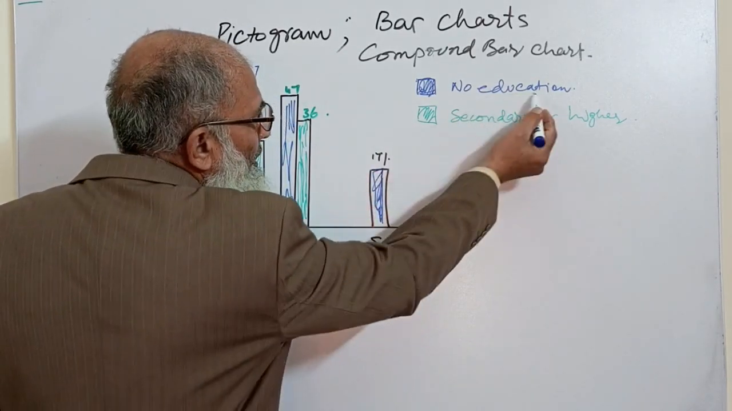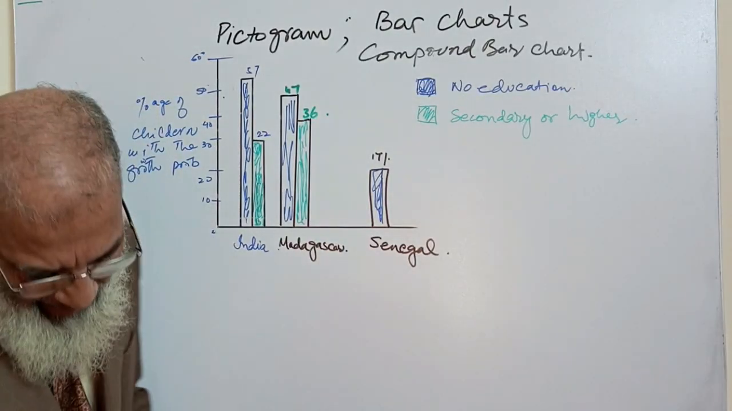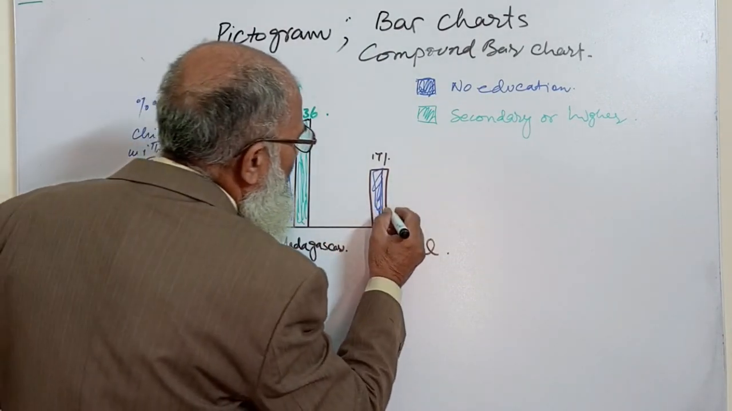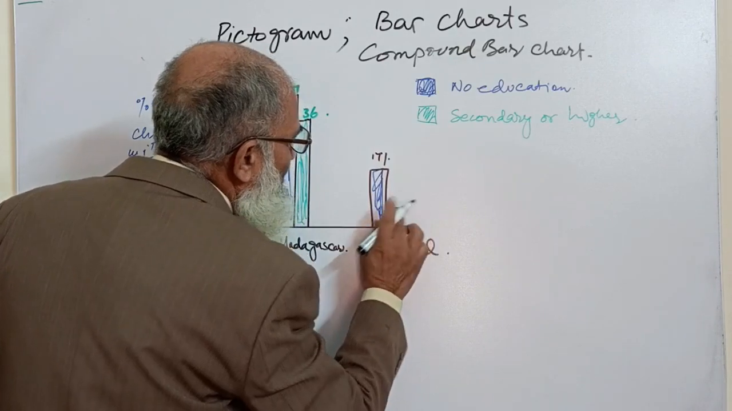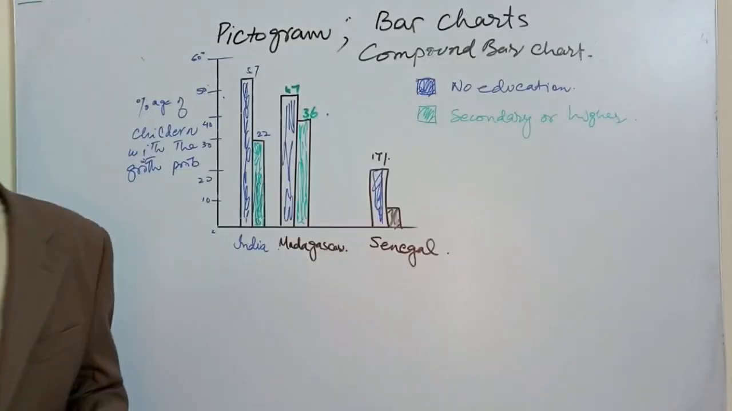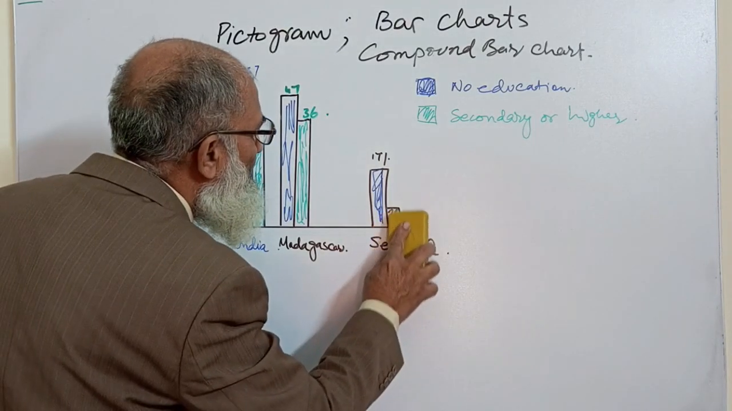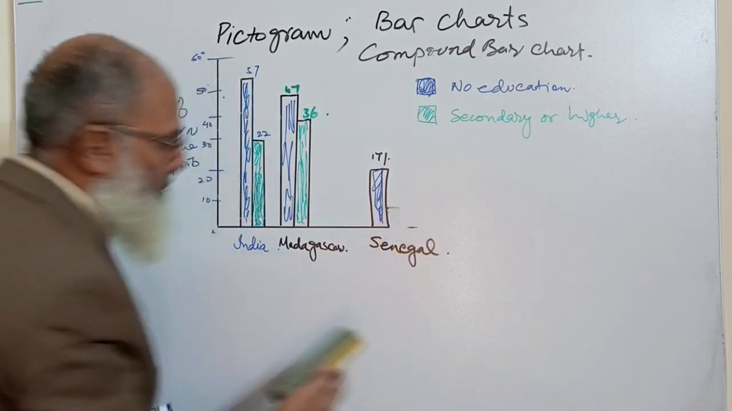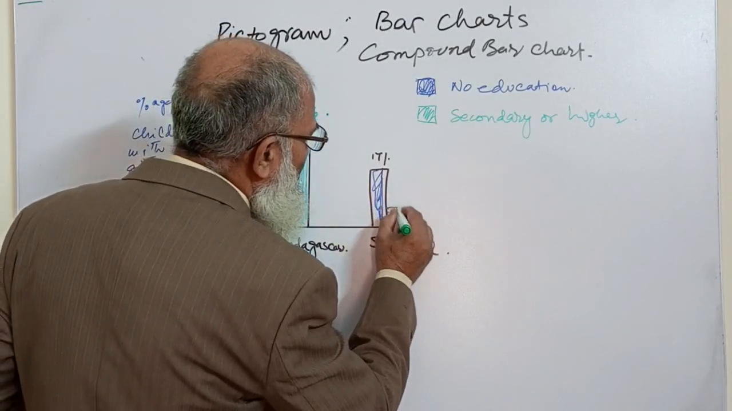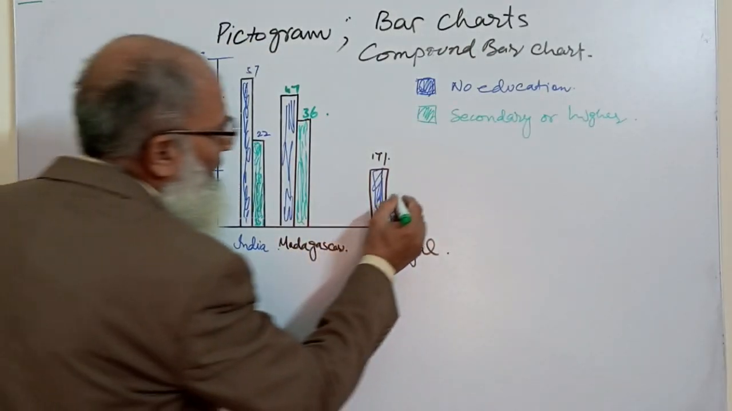And what does blue mean? The mothers having no education, and 5% of what is given as green. Now this is green, so it is 5%.